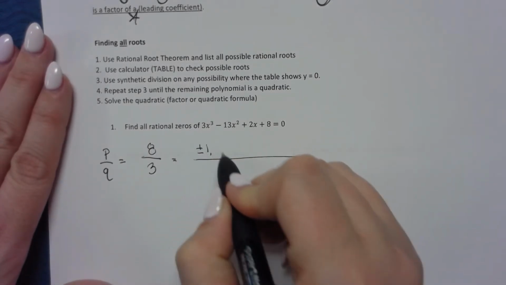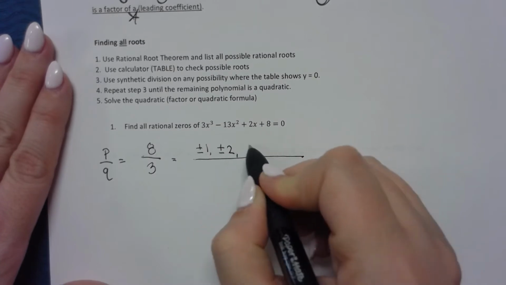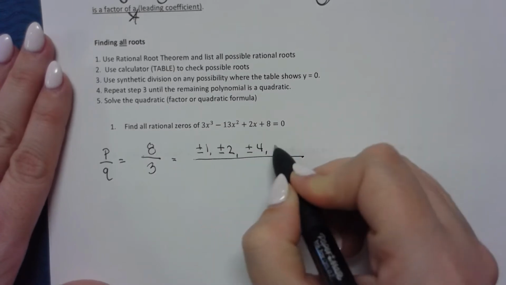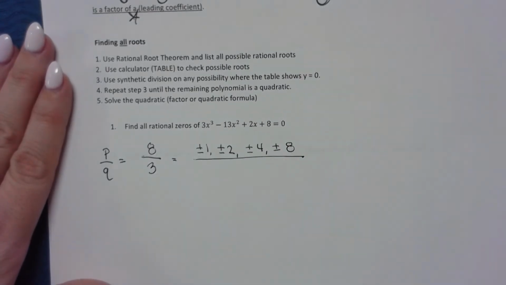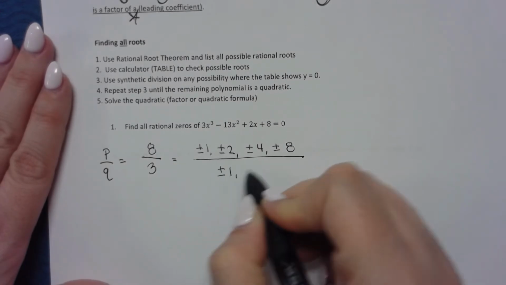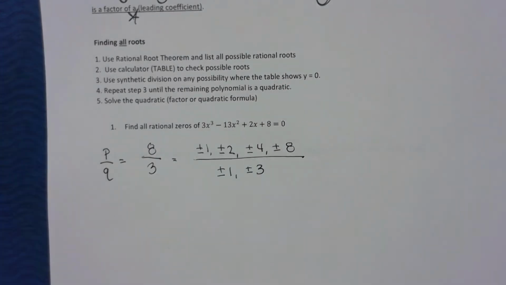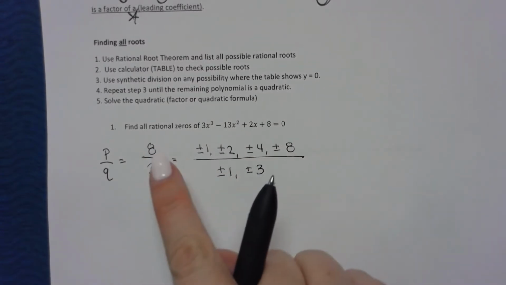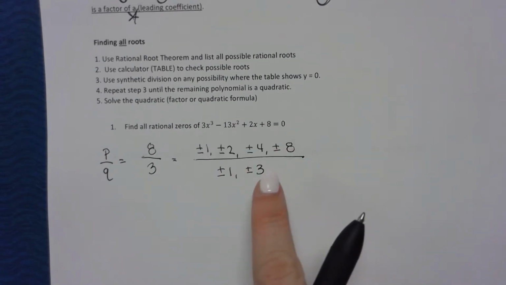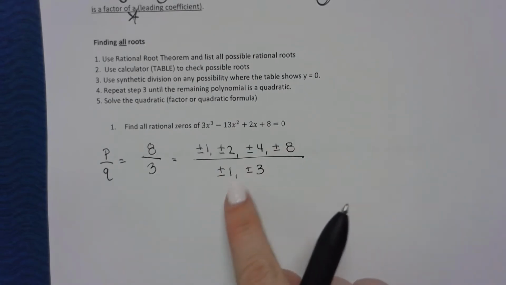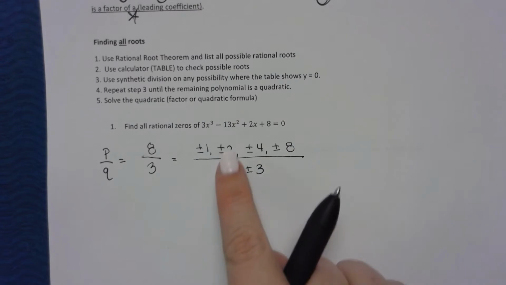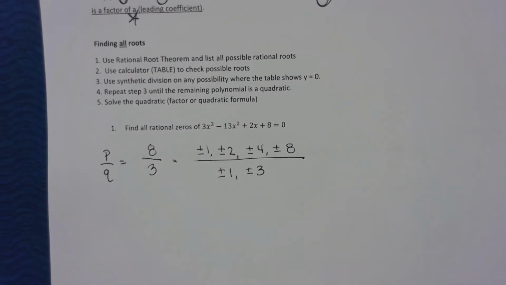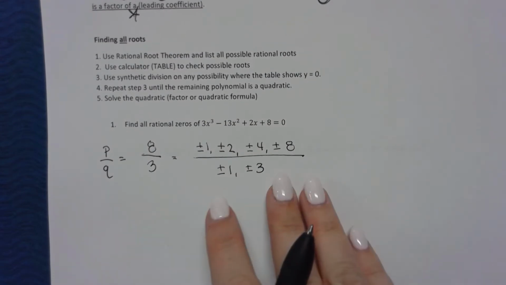So 1 goes into 8, 2 goes into 8, 4 goes into 8, and 8 goes into 8. For 3, we only have 1 and 3. Now I'm using positives and negatives here because if we had 2 negatives, that would still give us a positive, etc. So we have to have all of our options here. And roots can also be negative. We could have a negative over a positive or a positive over a negative. So here's all of our possibilities.